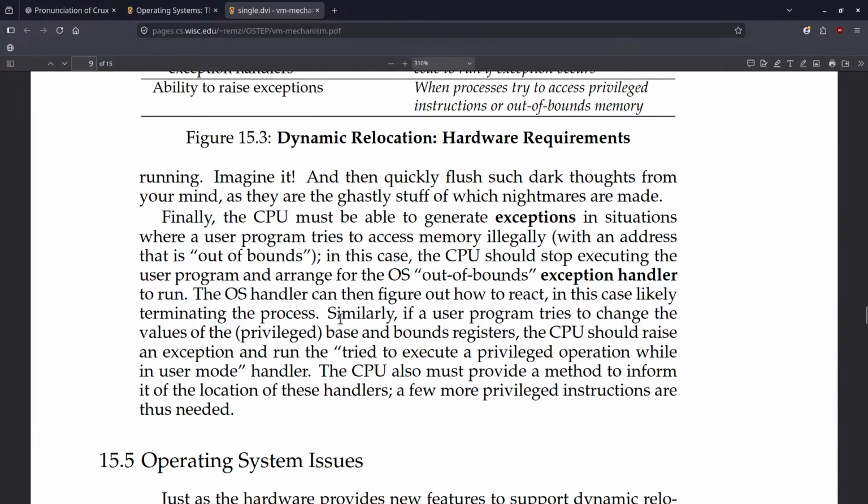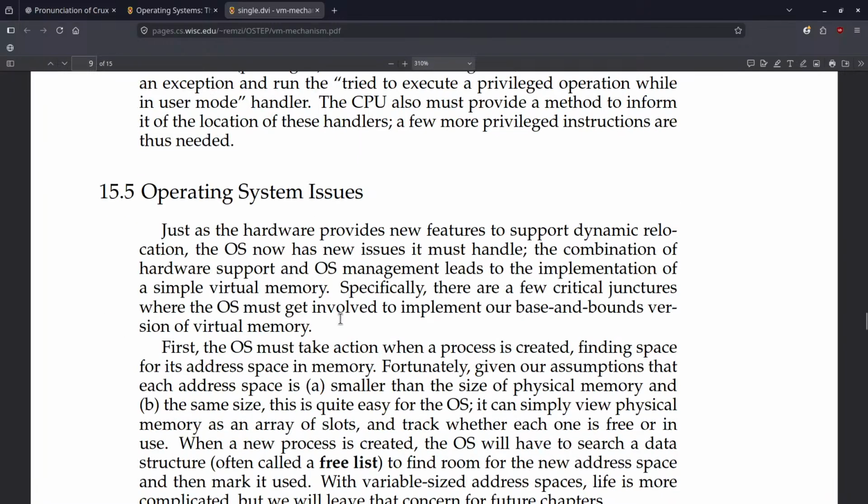Operating system issues. Just as the hardware provides new features to support dynamic relocation, the OS now has new issues it must handle. The combination of hardware support and operating system management leads to the implementation of a simple virtual memory. Specifically, there are a few critical junctures where the operating system must get involved to implement our base and bounds version of virtual memory.